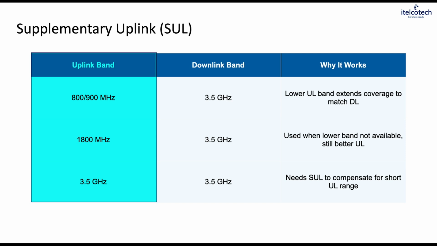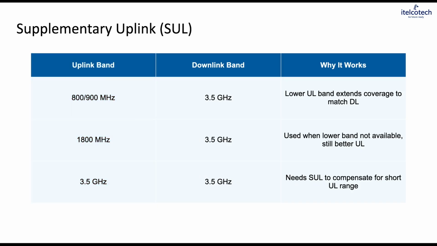We have seen the different bands in the previous slide. We can use those N80 to N85 bands for uplink exclusively, so as to match the coverage in both uplink and downlink. So we need not deploy more sites in that case just to match the coverage. We can just play with these different bands in the uplink.